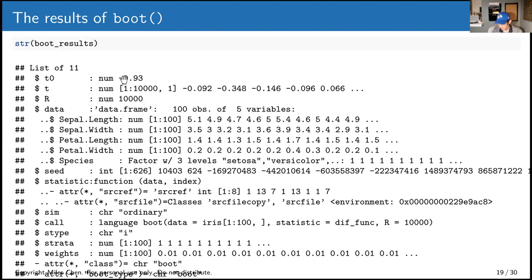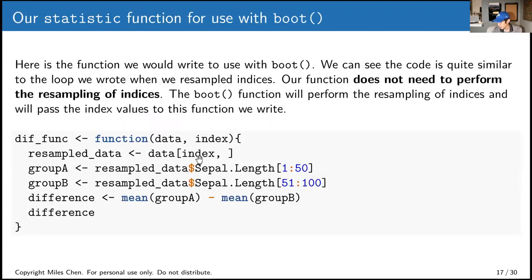T0 is if you applied this test statistic where you didn't resample the data, your indices are just 1 through 100. If you didn't do any resampling and you just provided the original index, 1 through 100, and you take the first 50 and you put them into group A, group A will be Setosa, and you take the next 50 and you put them into group B, you'll get Versicolor. And when you calculate the mean on group A, you get 5.006.